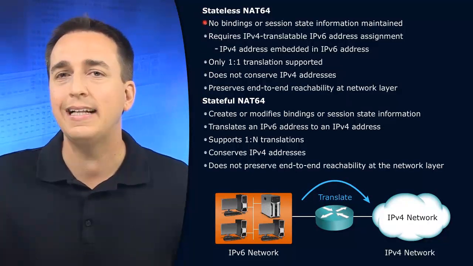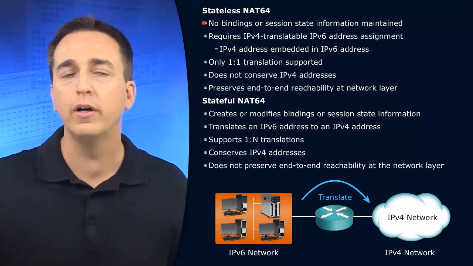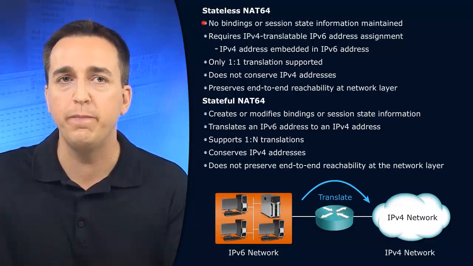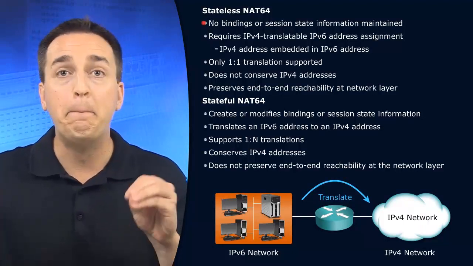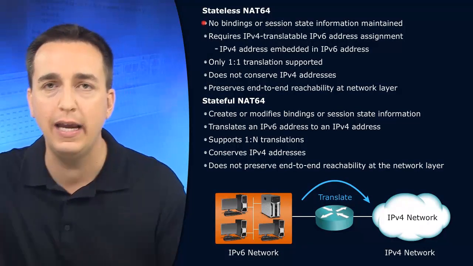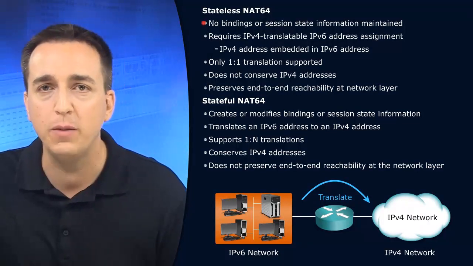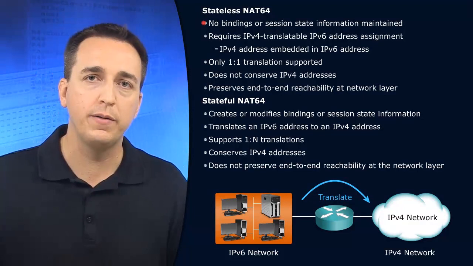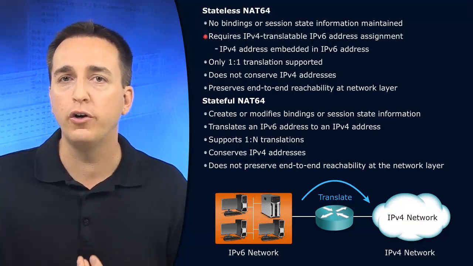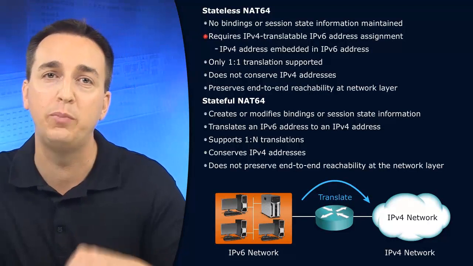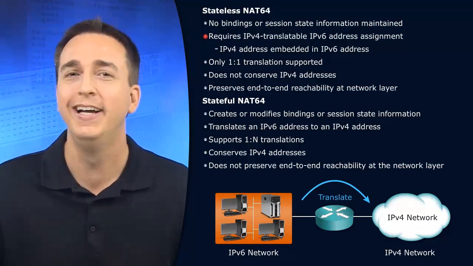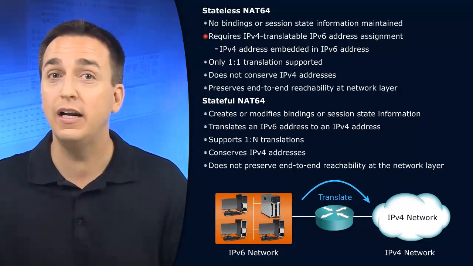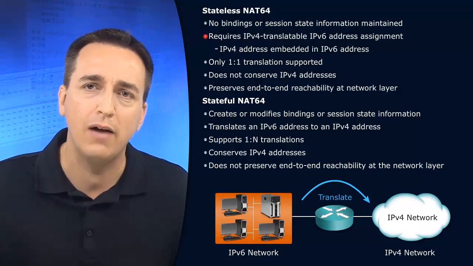When we're talking about a stateless NAT64 deployment, what we're doing is creating a network address translation that will not require any binding information to be maintained, no session state information to be maintained. So it's going to be lightweight in its deployment. However, it requires what are known as IPv4 translatable IPv6 addresses. Now, what are those? Well, there's a well-known IPv4 translatable IPv6 address. And how does that work?